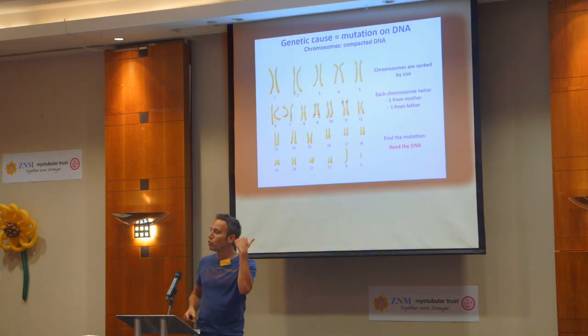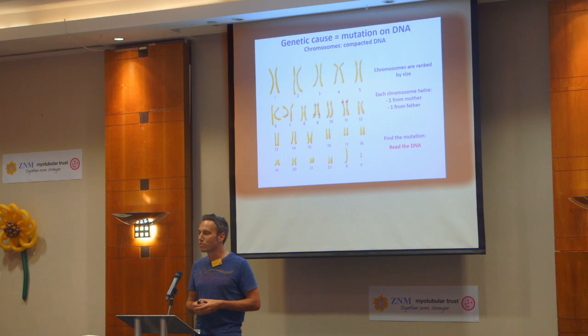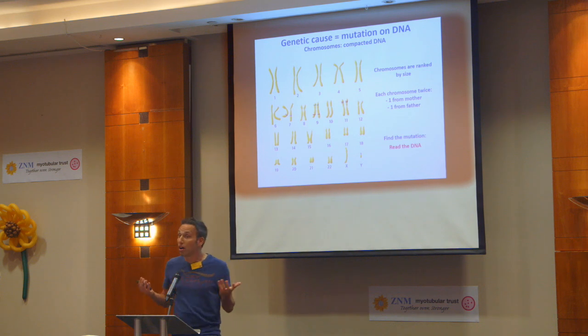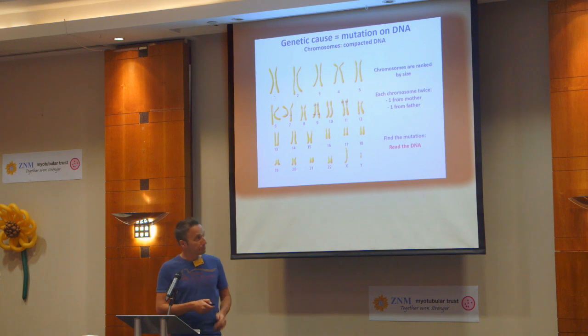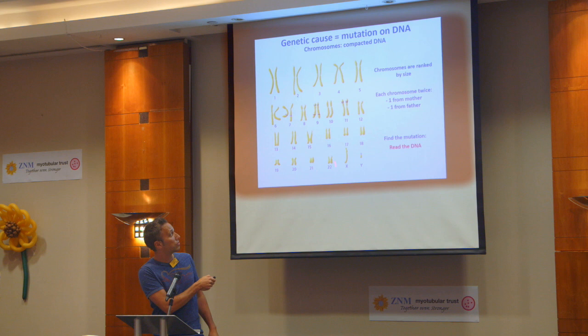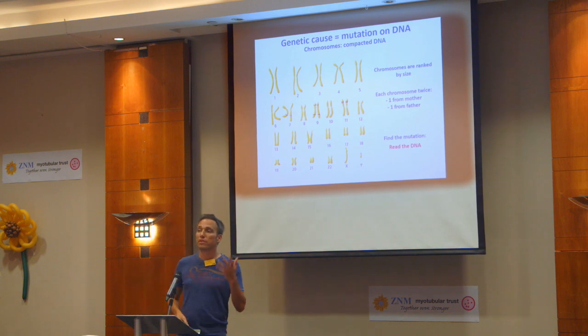So let's go back a bit to school. You might remember that we have a couple of chromosomes. Chromosomes are nothing else than compacted DNA. And a mutation or genetic cause is a mutation on one of these chromosomes. So we all have 46 chromosomes, 22 pairs, ranked by size. Chromosome 1 is the biggest, the smallest ones are 21 and 22. And then depending on your gender, you have XY or XX.